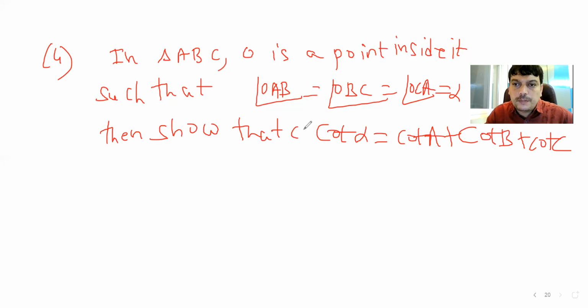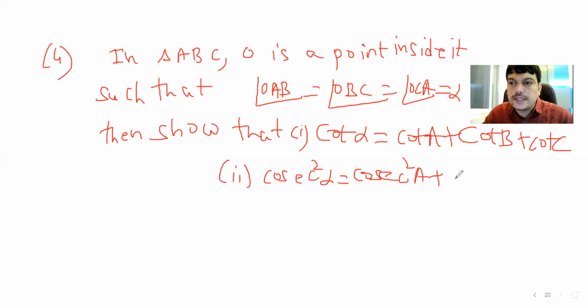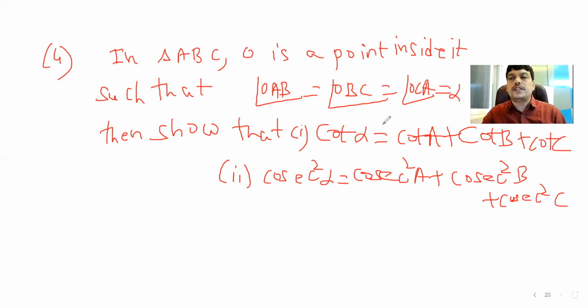And following this, you can prove one more problem here. That is cosecant square alpha. You can prove that it is the same as cosecant square A plus cosecant square B plus cosecant square C. So we have these two results to be proved given this data. Let us draw a proper diagram first, and then we'll be proving it using the sine rule.